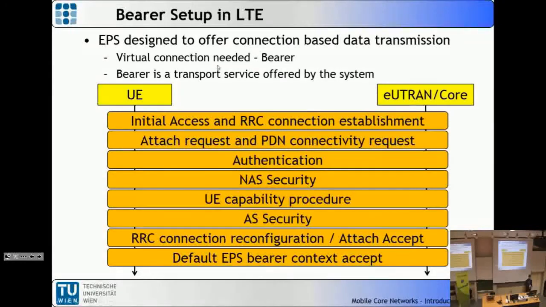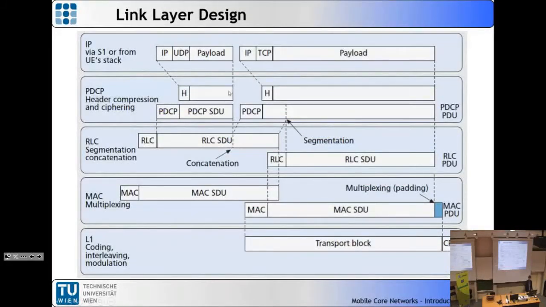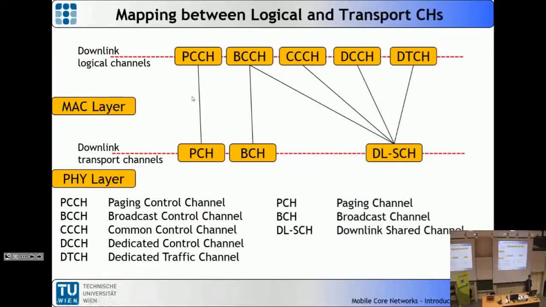How would the bearer setup look like in our case? Very similar in this case. We have initial access. We have the radio resource control for the connection establishment. We have an attach request, authentication, security, basically exchange of capabilities. And then we have reconfigurations and attach with certain quality of service parameters that we have exchanged. So this is just to show you the same as before, but we already went through that like an hour ago, so I skipped that.